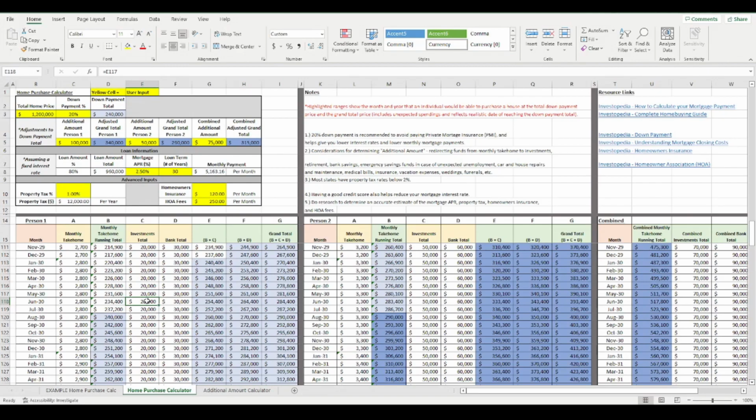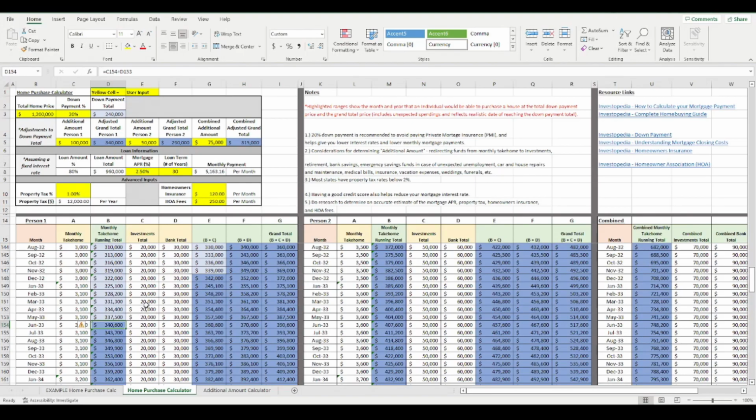Based on all of these parameters, the earliest date person 1 would be able to purchase a home at a 20% down payment would be August of 2030, shown in the highlighted light blue color. That would be 8 years from now. B plus C, B plus D, and the grand total shows that the combined assets would allow the person to buy a house sooner. Now when we consider the additional amount, the unexpected expenses throughout the next 8 years, it shows that the realistic date that person 1 would be able to purchase a house at 20% down payment would be June of 2033, 3 years later.